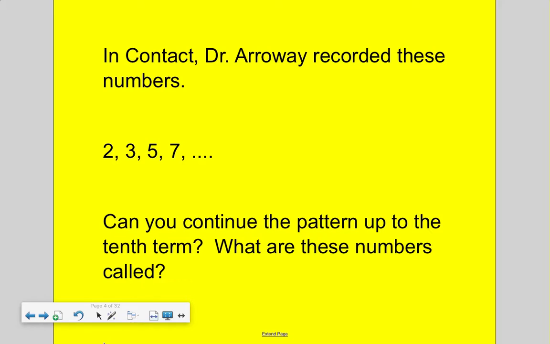Let's see. 2, 3, 5, 7. So we're adding 1, adding 2, adding 2. No, I don't think the pattern is that one. 2, 3, 5, 7. Oh, I think the next number is 11. Then 13, 17, 19, 23, 29. And those are the 10 terms.